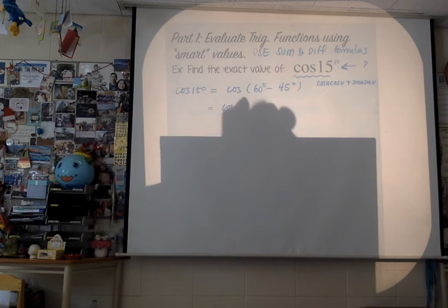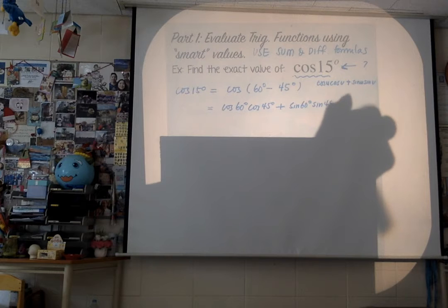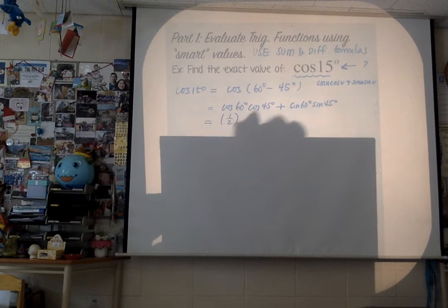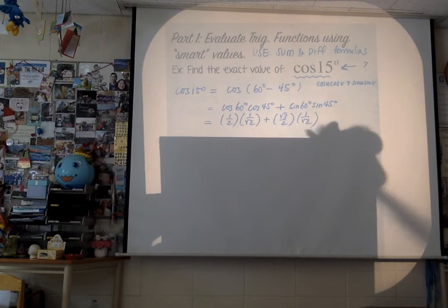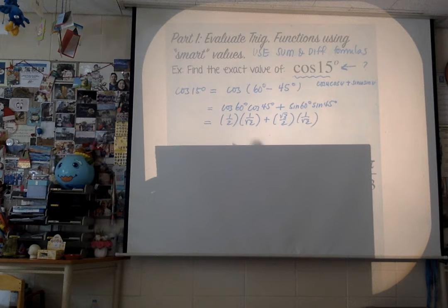So let's do cosine of 60 degrees, cosine of 45 degrees, right? Plus sine of 60 degrees and sine of 45 degrees. And these are all things that you know. So you see how we don't need a calculator eventually? So we get half here, we get 1 over root 2 plus root 3 over 2 and 1 over root 2 here. That's all just your unit circle. And you guys, calculate this and you get root 2 plus root 6 all over 4 is what I got.